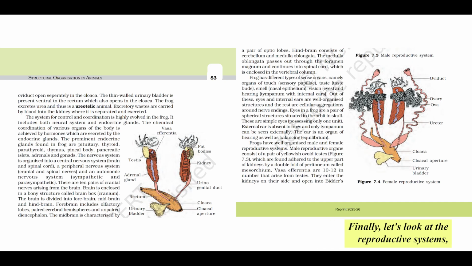Finally, let's look at the reproductive systems, well organized and distinct in males and females. Crucial for your exams. Let's start with the male reproductive organs, primarily a pair of yellowish ovoid testes. They produce sperm.